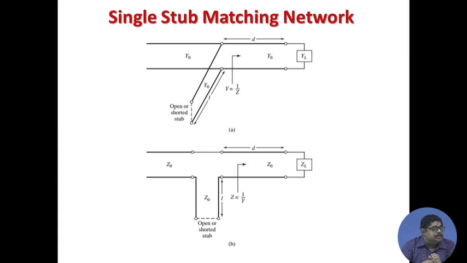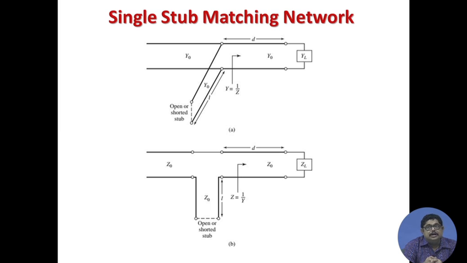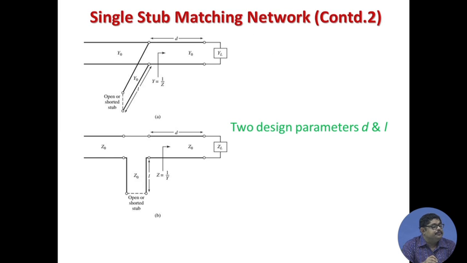Whereas, in the case of the series stub, generally we do the analysis in the impedance plane. So, the load is considered as ZL, and then after traversing a distance d in the transmission line, it becomes a new impedance Z, and then with the series stub you change that Z to Z naught, so that from the source side you see Z naught. In both these single stub matching cases, you have only a single stub, and the location of that stub and its length are the two design parameters. D is where you place the stub, how far it is from the load, and L is the length of the stub.